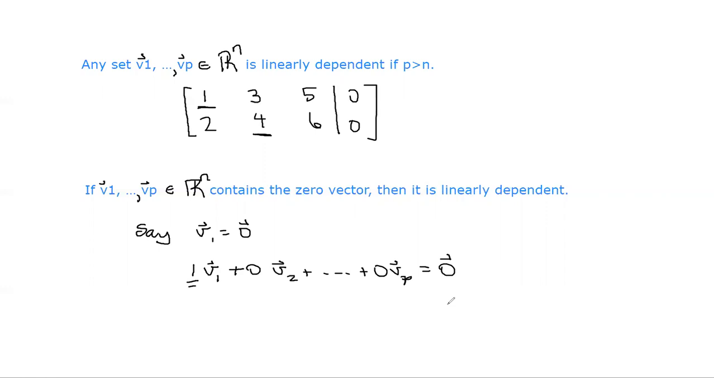If one of the vectors is a linear combination of the others, they're linearly dependent. If you have more vectors than the dimension of your space, linearly dependent. And if any of your vectors are the 0 vector, automatically linearly dependent. You don't have to check anything. You don't have to do reduced row echelon form.